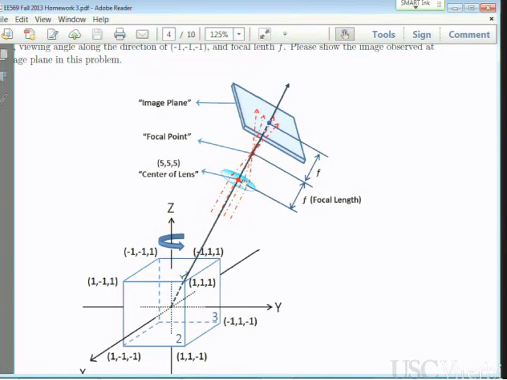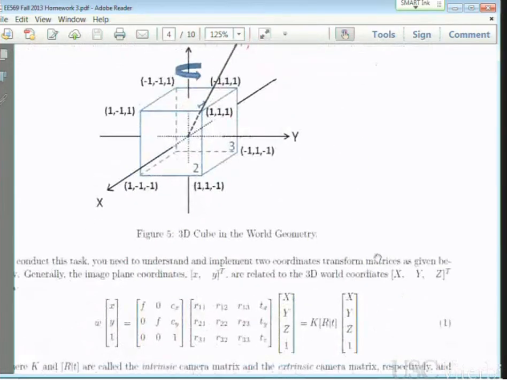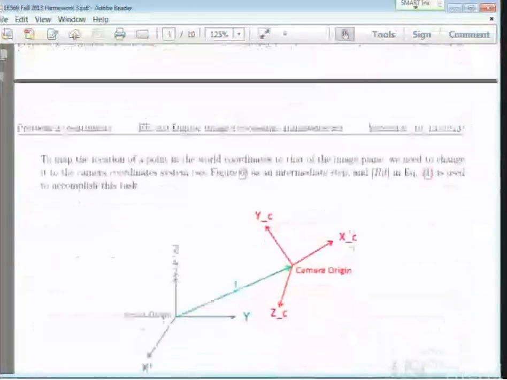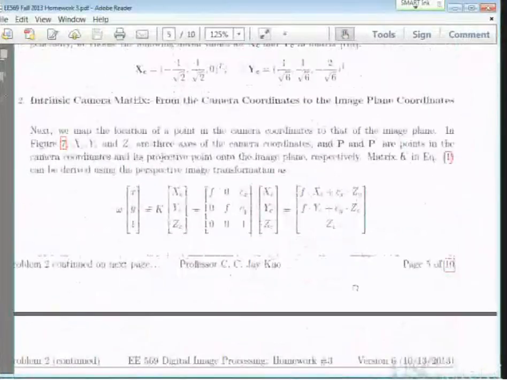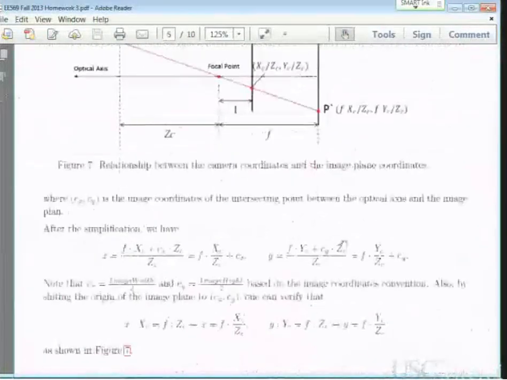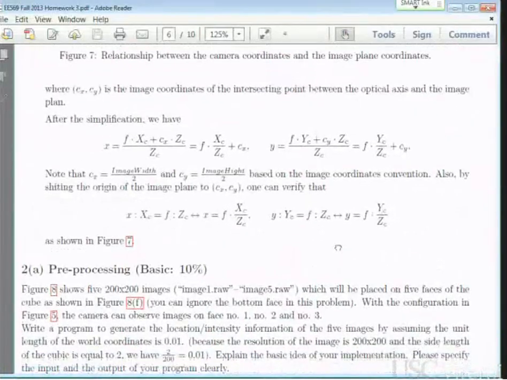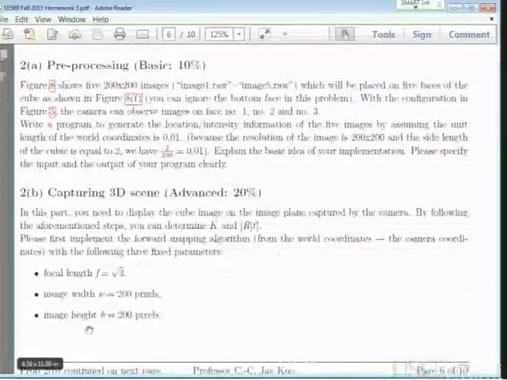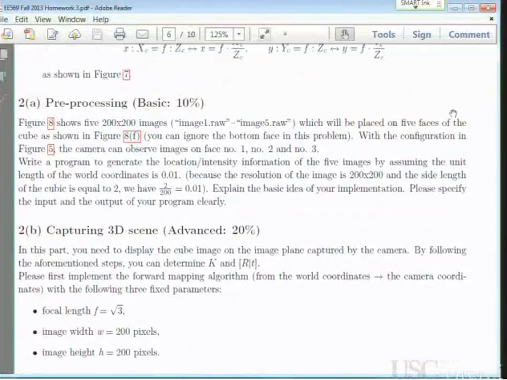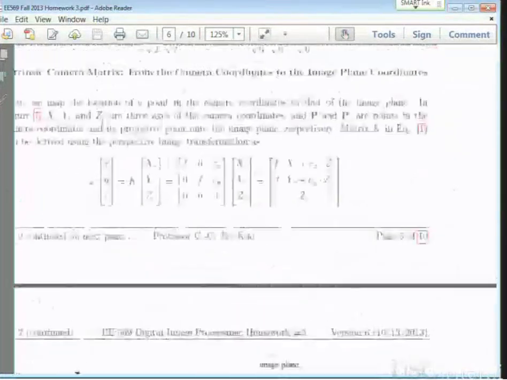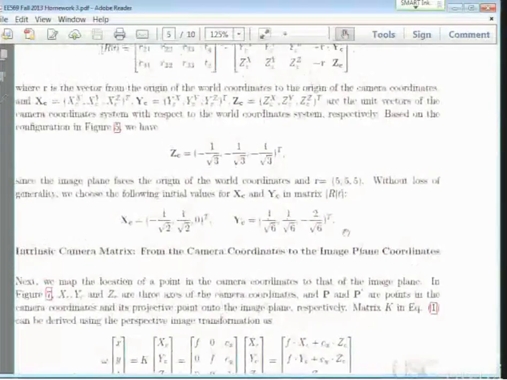So you want to see the cube. And F, I also give the value to you. F is given as square root of 3. So there's an F value and so on. Anyway, the first thing you can construct is the R/T matrix.